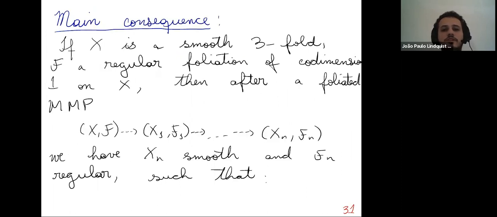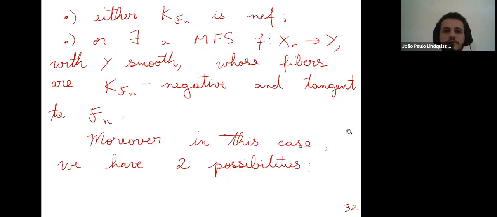So we run the MMP for foliations. We end up with X_n and F_n smooth. We only contract things which are tangent to the foliations. And in the end, if you have a Mori fiber space, the fibers of the Mori fiber space are tangent to the foliation as well. So we have these two cases again: K_F is nef, or there is a Mori fiber space in the classical sense, because we saw the contractions for the foliation are contractions for the variety.